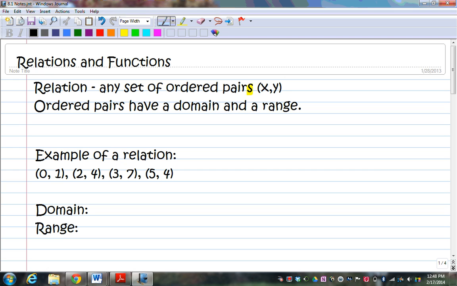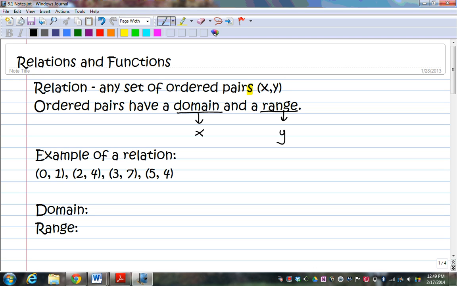Now, ordered pairs have a domain and a range. The domain is the set of all x values, and the range are the y values. That's why you need to know what they are in the ordered pairs. So again, a relation is a set of ordered pairs. The domain of a relation are the x values, and the range are the y values.